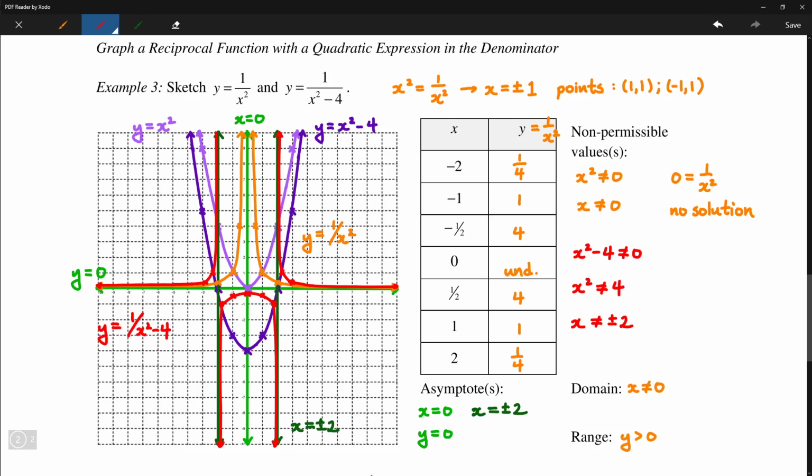Okay, and then the second piece, 0 is equal to 1 over x squared minus 4. Again, this produces no solution. So y equals 0 is also an asymptote for the second graph as well. About the domain of the second graph, of course, x cannot be equal to plus or minus 2. And the range is a bit trickier.